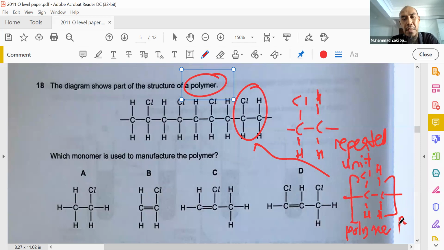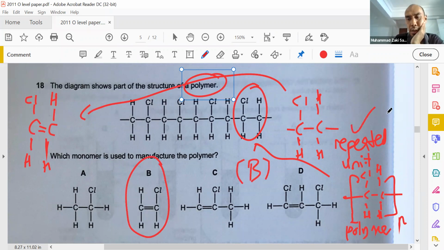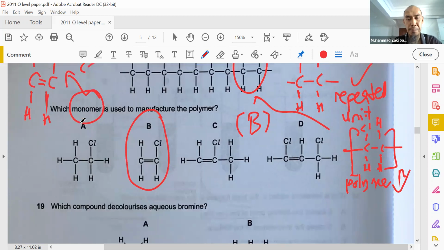Now, how about monomer? A monomer must have a double bond. So you know this is repeated. What you need to do, just draw the carbon double bond first. Remember, must draw the carbon double bond first. Most students did not draw the carbon double bond when they are tested for this. Then you draw the hydrogen, the bonds. So you have chlorine, hydrogen. So what's the answer? So please remember, repeated unit, polymer and monomer. Monomer must have carbon double bond.